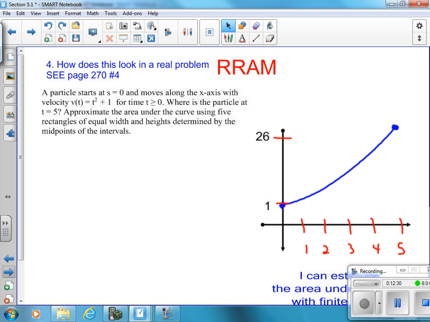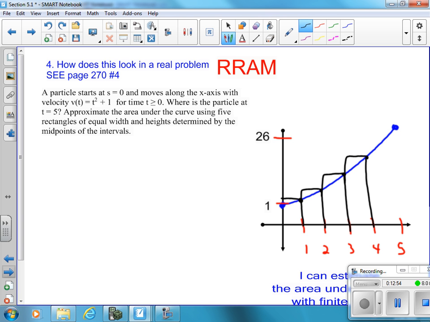All right, the next one is using right RAM. So let's go ahead and again draw our rectangles. Here's our rectangle at 2. Now notice, right RAM for an increasing function is going to give us an overestimation, because this is an increasing curve. Okay, so these are 5 points. Right RAM is an overestimation.